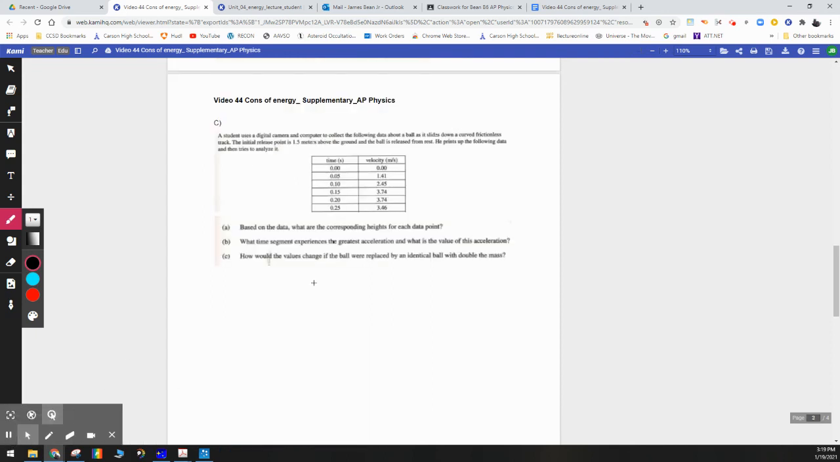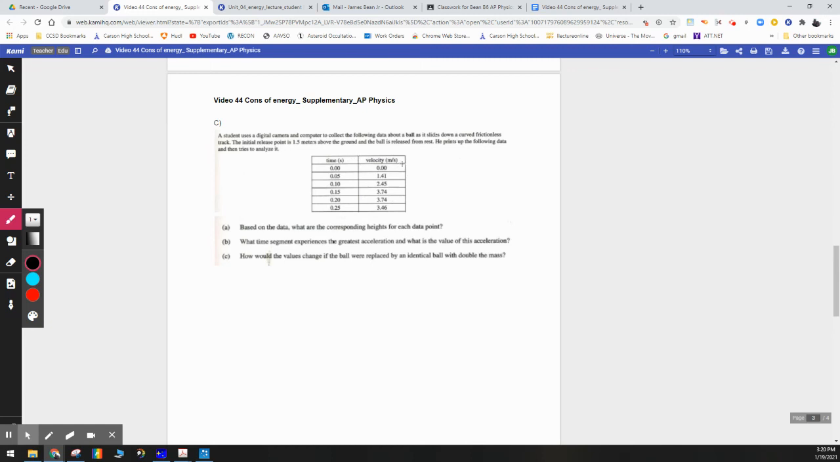All right, so part C here. A student uses a digital camera and computer to collect the following data about a ball as it slides down a curved, frictionless track. The initial release point is 1.5 meters above the ground. The ball is released from rest. He prints up the following data and then tries to analyze it.